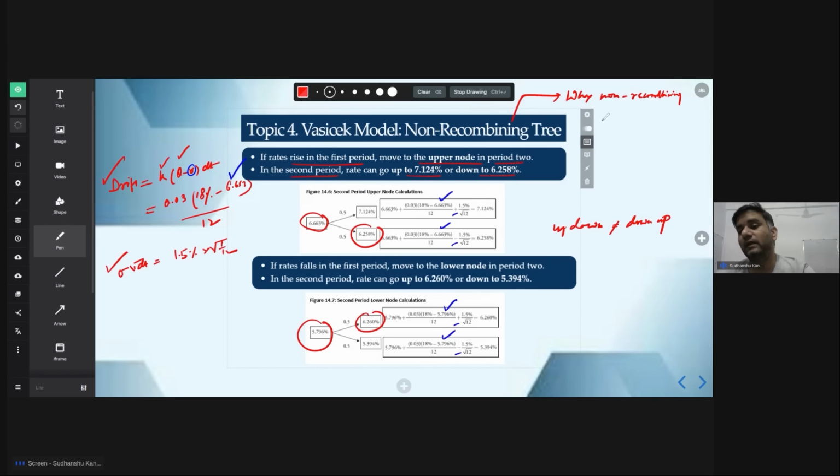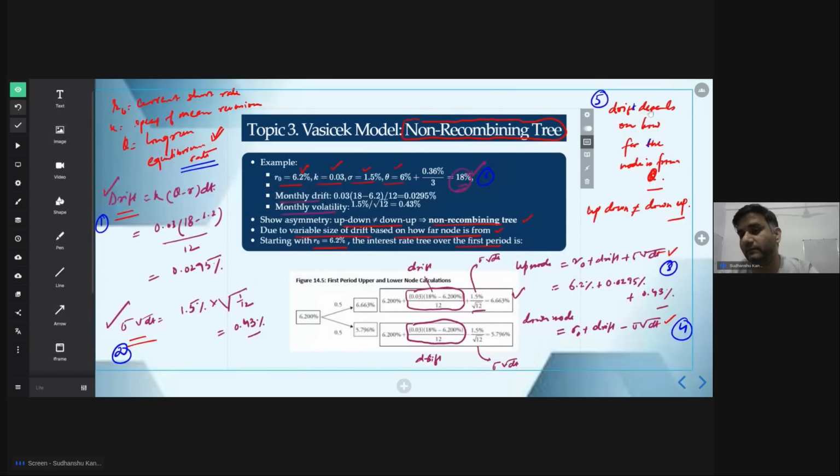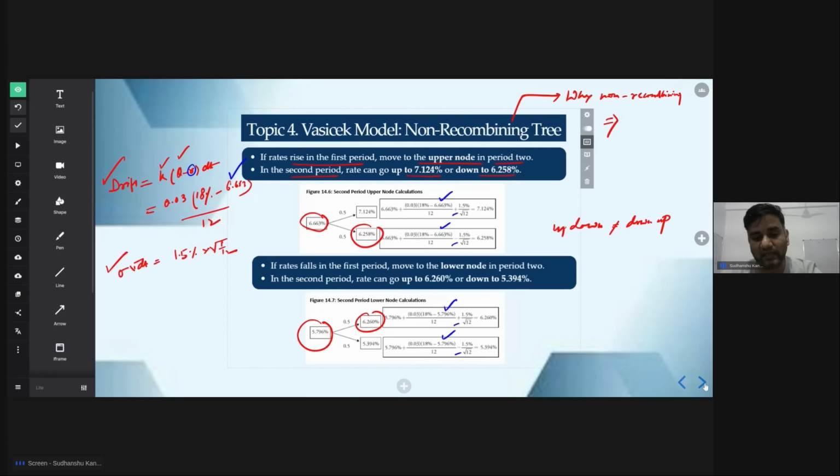Why non-recombining? Because if you go back, I wrote the same thing there. Drift depends on how far the node is from theta, the node from your long run equilibrium rate. Another way I can write is drift depends on your current rate level.